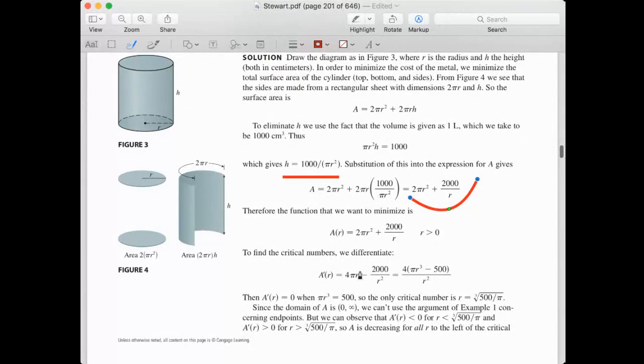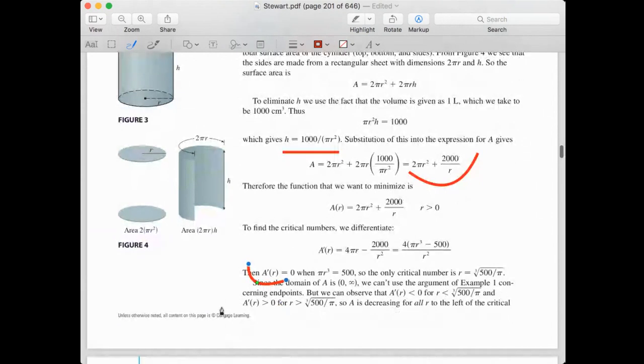So the derivative of this function, we have 4 pi r. Then remember, this is r raised to the -1, right? We get a negative 2,000 divided by r squared. Combining those two terms, we have 4 pi r cubed minus 2,000, over r squared. Then the 4 is a common factor, so we can factor it out. So the derivative function is this. Now we set the derivative function to be 0.